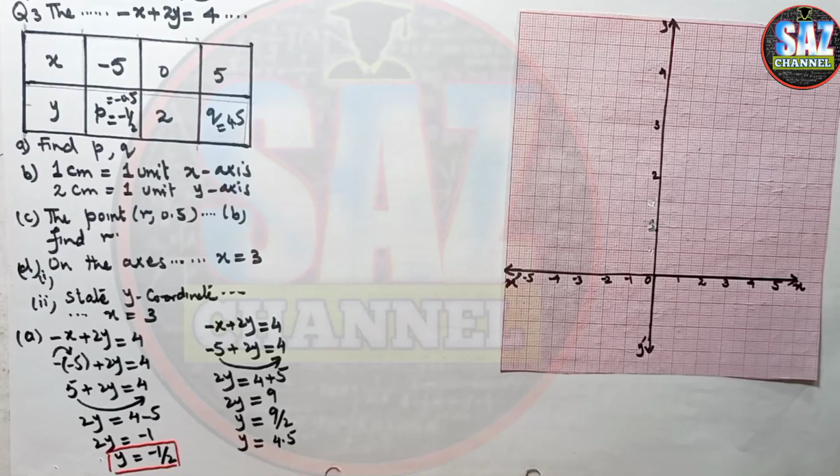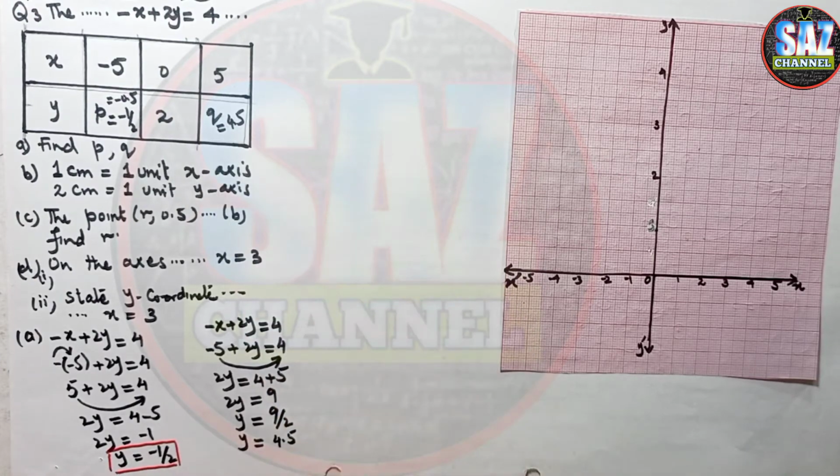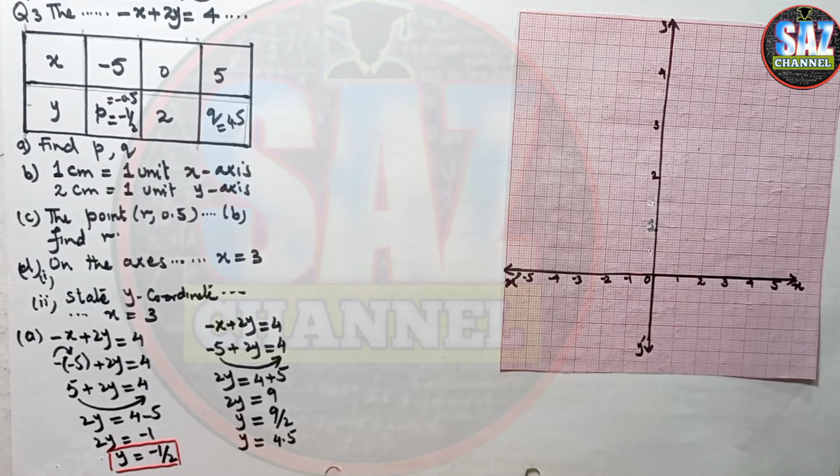Now we have obtained the values of p and q, and we have replaced them at their places. Now, the second part says, it's really important that if the scale is already given in the question, we have to follow and take the scale which is given. Otherwise, use the most suitable scale for the question, that is 1 centimeter equals 1 unit on both axes.